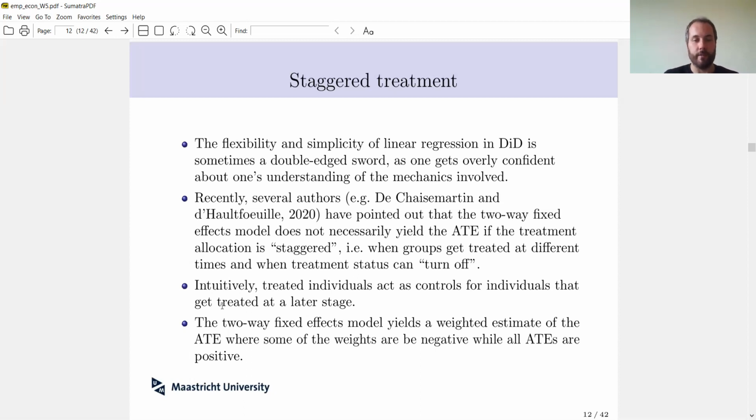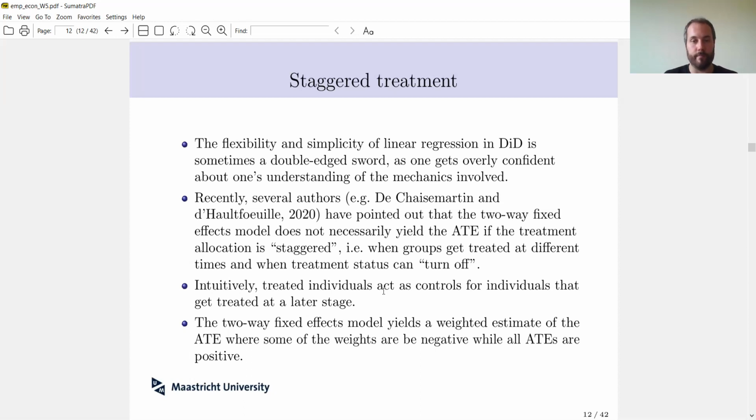Now, the intuition for what could go wrong is that individuals that already received the treatment actually act as controls for individuals that get the treatment at a later stage. And this may bias your results. And moreover, if you run this two-way fixed effects model that we always use, then the final estimate that you get is some weighted estimate. We will talk about this in more detail in the next slide. And the weights sometimes don't make sense.